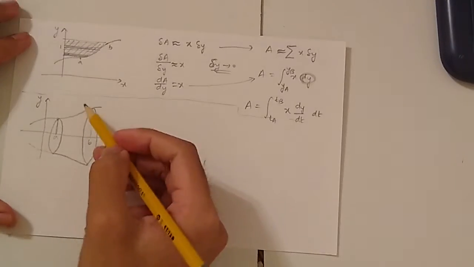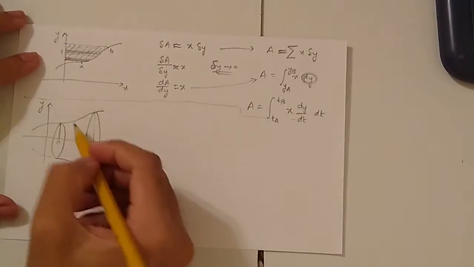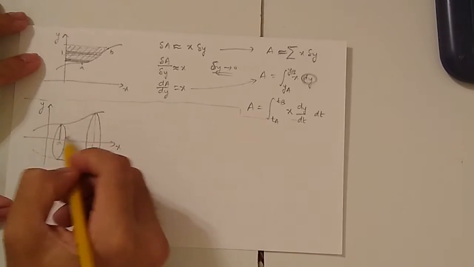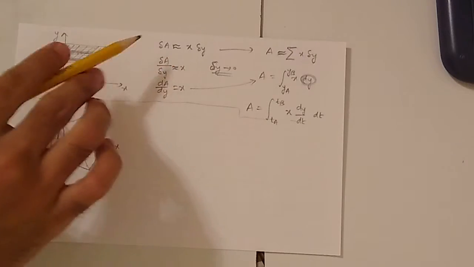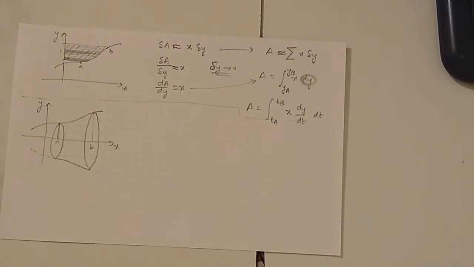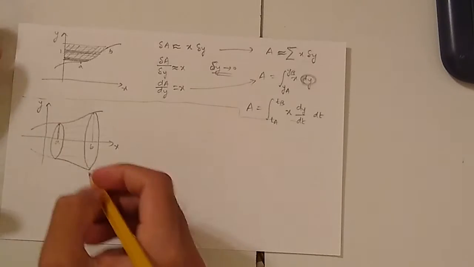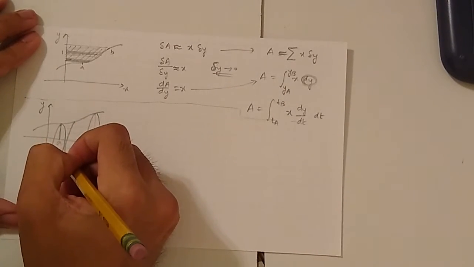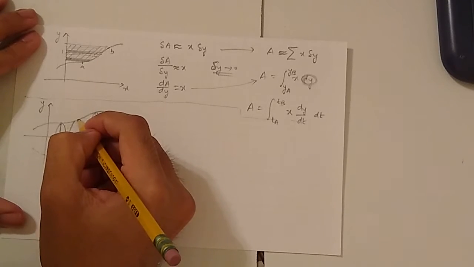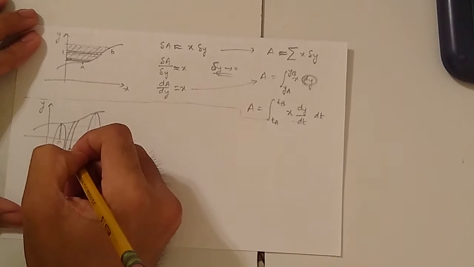If you revolve this curve 360 degrees around the x-axis, you'll get this solid over here, and this is a 3D solid. Now if you want to find the volume of this solid of revolution, we can start again from a similar approach to what we did for the area. So let's break this down into small, thin disks.